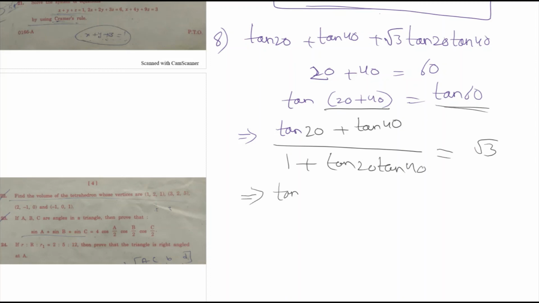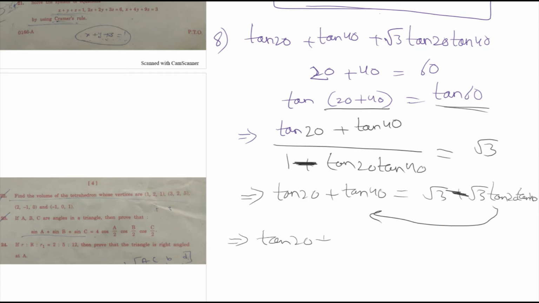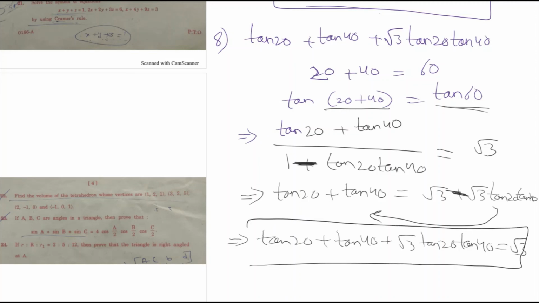That implies tan 20 plus tan 40 equals root 3 into 1 is root 3 plus root 3 tan 20 tan 40. I'm sorry, this is minus: tan A plus tan B by 1 minus tan A tan B. Bringing this root 3 into tan 20 tan 40 to the other side, what I get is tan 20 plus tan 40 plus root 3 into tan 20 tan 40 equals root 3. So this is the value of the given expression. Root 3 is the value.